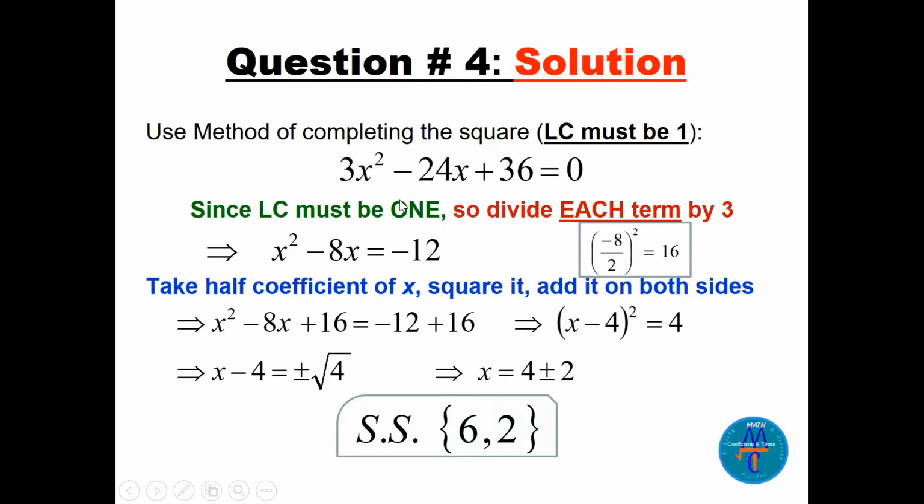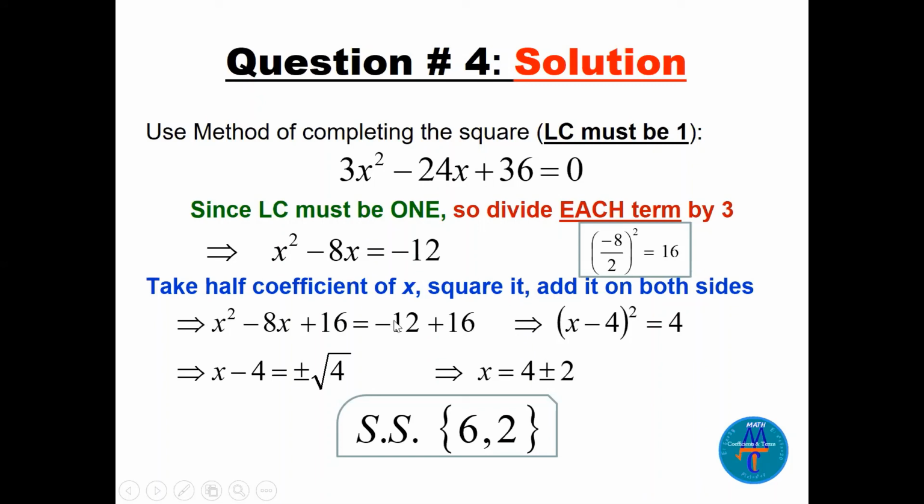Now in completing the square, we take half coefficient of x. You see minus 8, take half of it. Half of it means divide by 2. In mathematics, when we say take half, it means directly divide by 2. Then square it. So minus 8 over 2 is minus 4. Square it, 16. Then you add it on both sides. You see this is plus 16, plus 16.